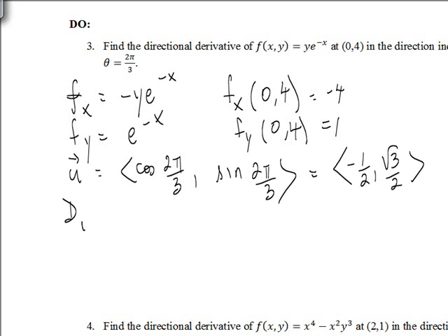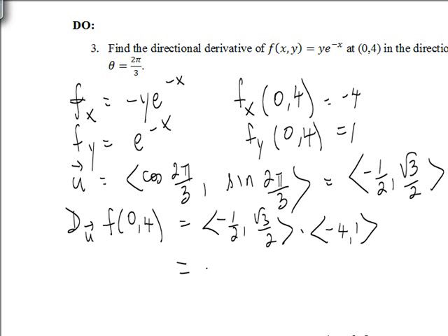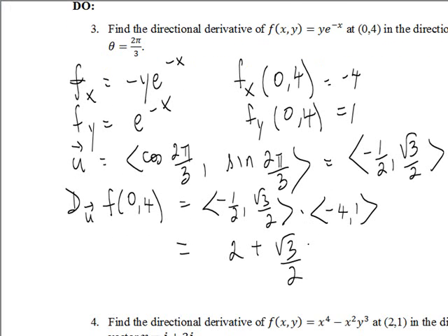And so the directional derivative of f at the point 0, 4 is the dot product of negative a half, square root 3 over 2 with negative 4, 1, which works out to be 2 plus square root 3 over 2. Or you can put this as 4 plus square root 3 all over 2. Any questions with number 3? Number 4.